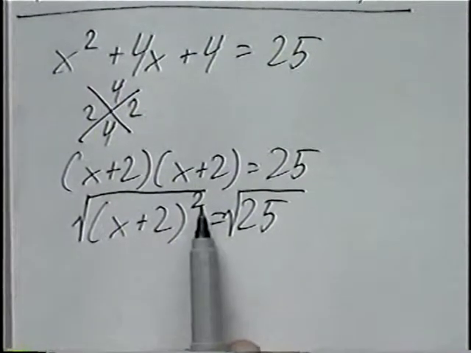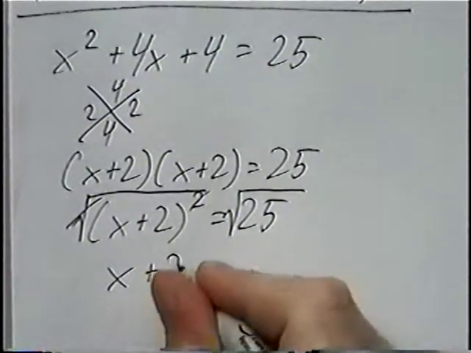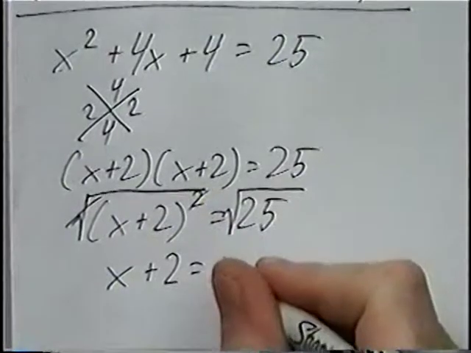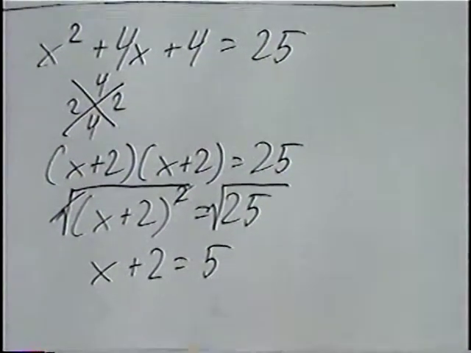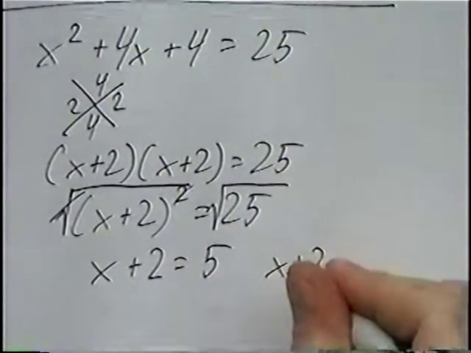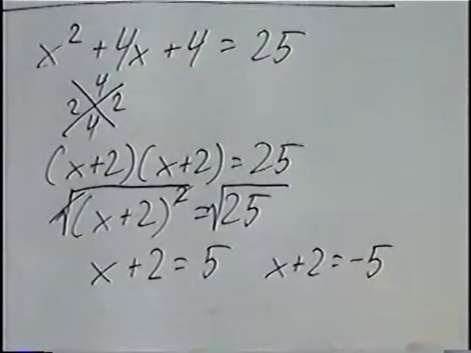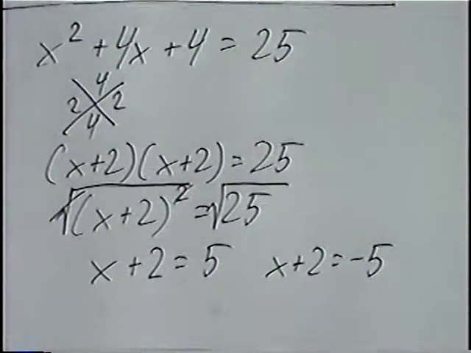Taking the square root of an exponent squared would cancel, so we'll be left with x plus 2 equals the square root of 25, which would be 5. Also, when you take a square root in an equation, x plus 2, instead of 5, it could be negative 5, because negative 5 times negative 5 would still be 25.